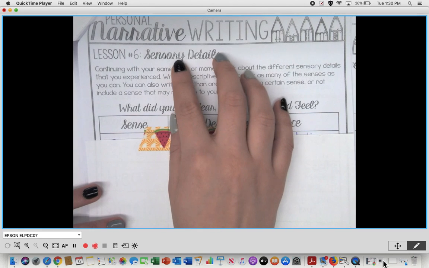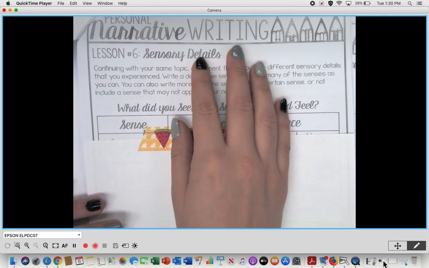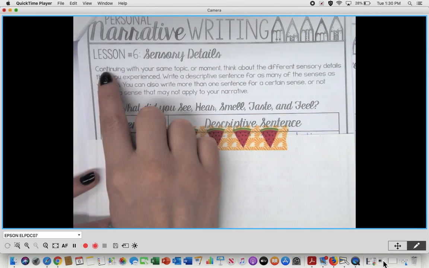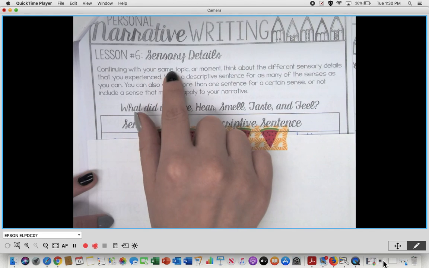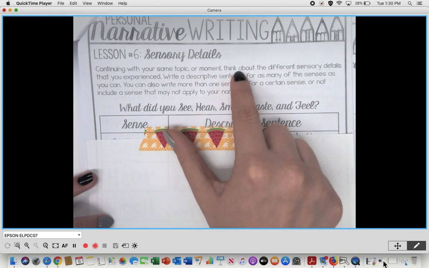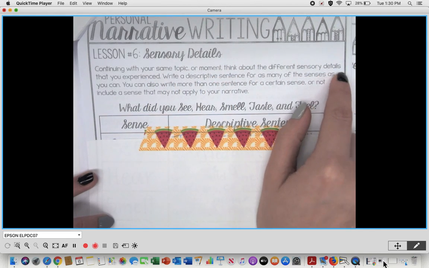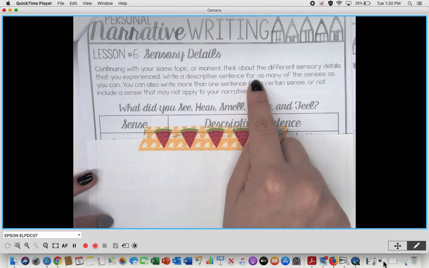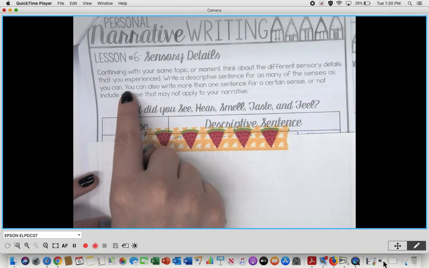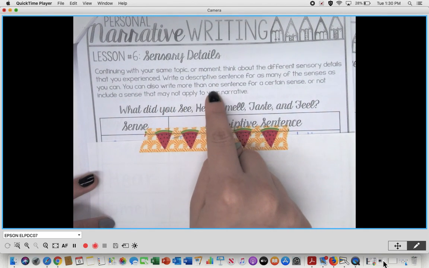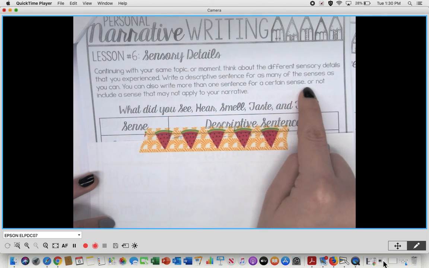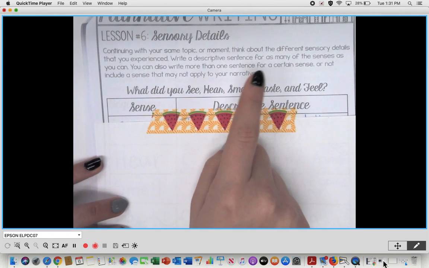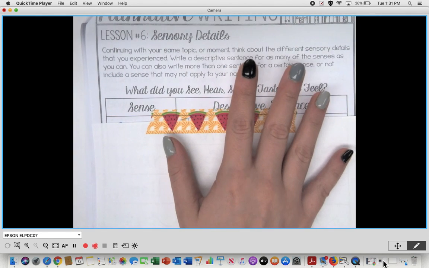And so before we begin and we start talking about that and looking at the examples Miss Walsh has here, we're going to go ahead and read this little paragraph up at the top. Continuing with your same topic or moment, think about the different sensory details that you experienced. Write a descriptive sentence for as many of the senses as you can. You can also write more than one sentence for a certain sense, or not include a sense that may not apply to your narrative.